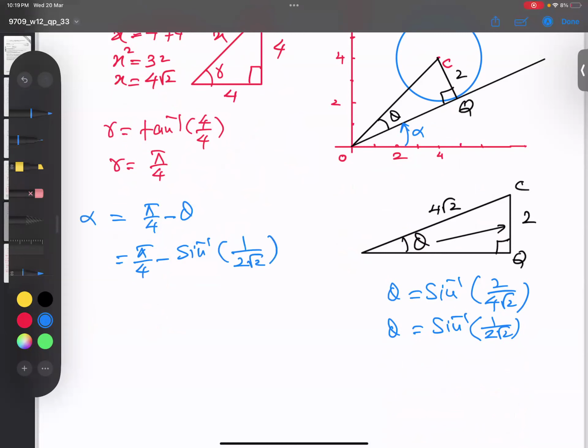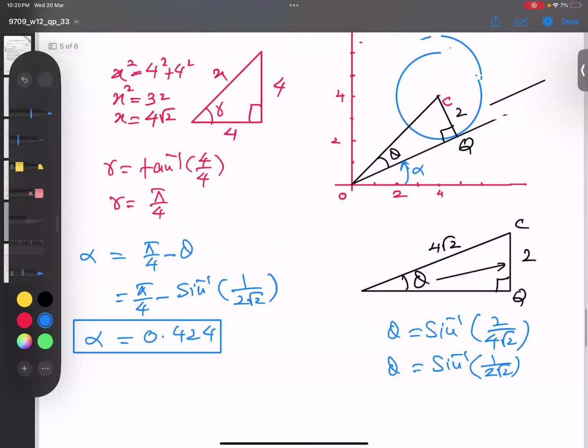Now I am typing it into the calculator, which will give me the answer. When I type in the calculator, students, make sure it is in radian mode: pi divided by 4 minus sine inverse of 1 divided by 2 root 2. The answer I'm getting for the least is 0.424, as he said 3 SF.